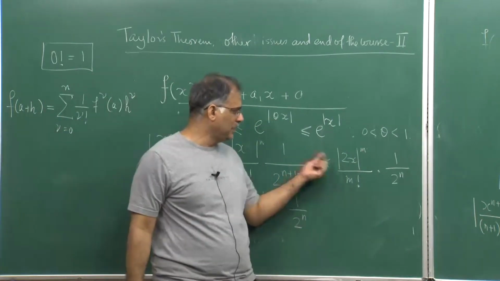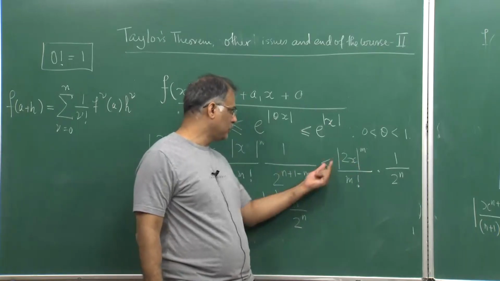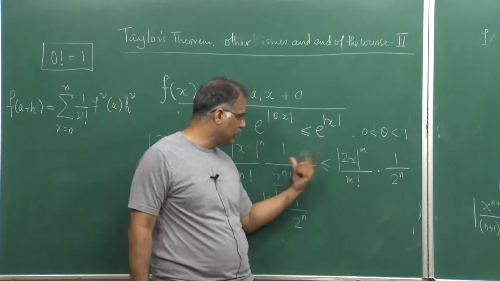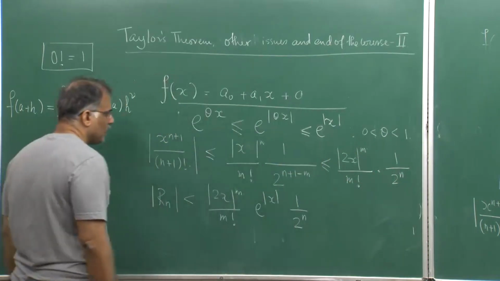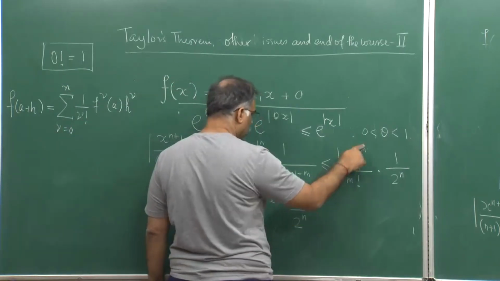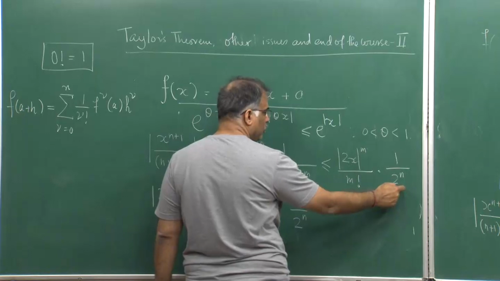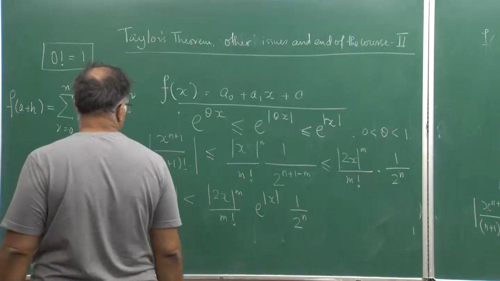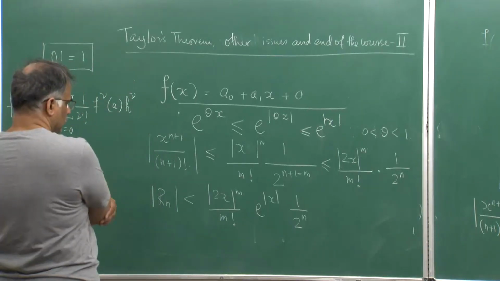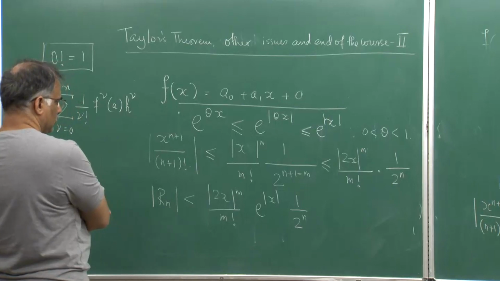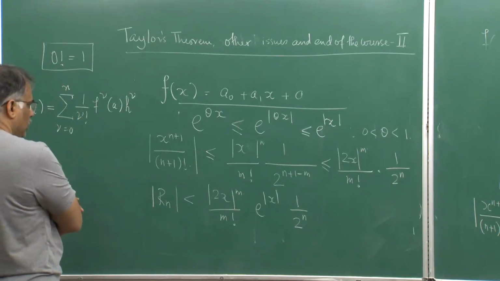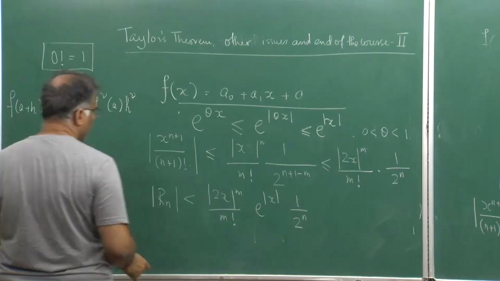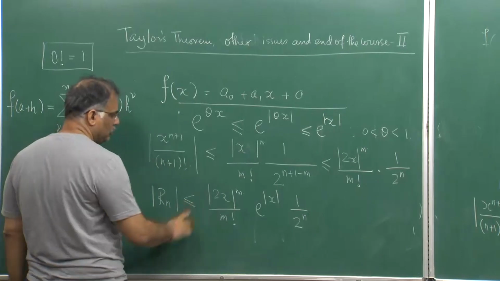Now, this is a positive thing. So, 2 mod x obviously is bigger than mod x. So, mod 2x to the power m is bigger than this, so this is less than that. So, once you write this, 2 to the power m will cancel with this one and will leave you just this. Right. So, now what is R n? R n is less than or equal to this.